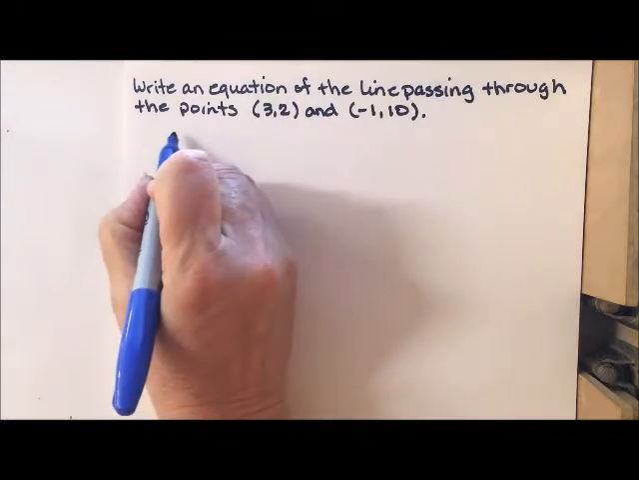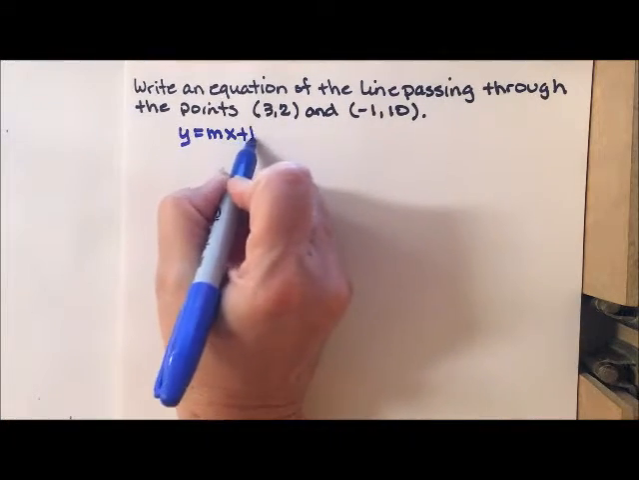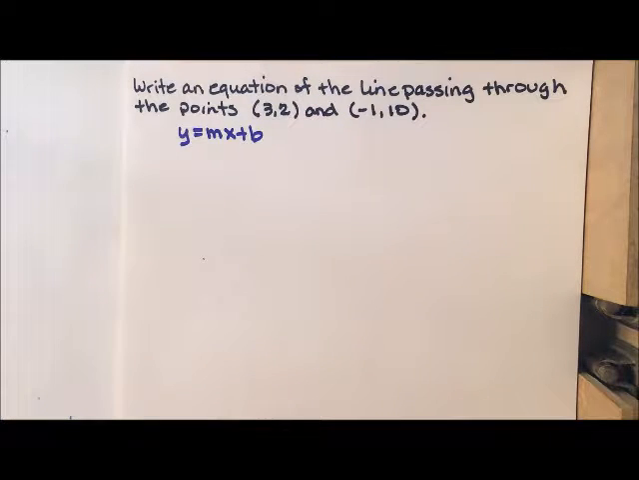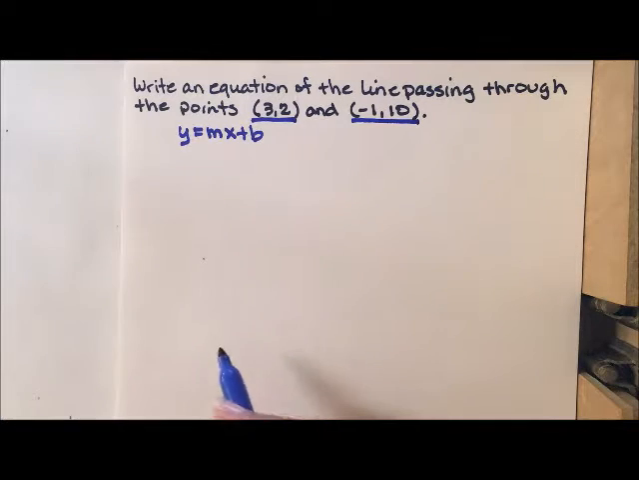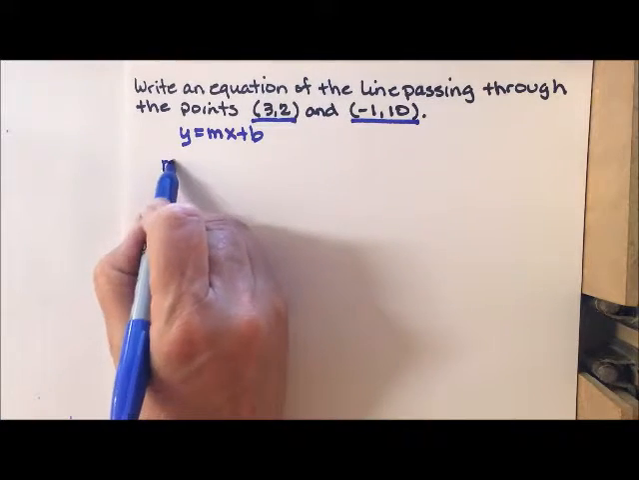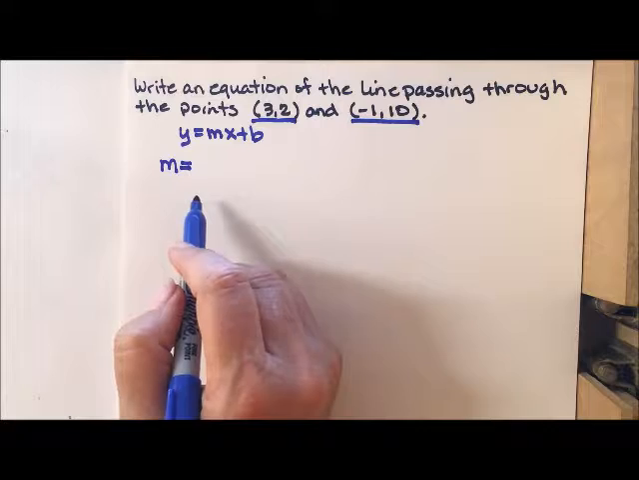We want to write the equation in slope-intercept form, y equals mx plus b. But we don't have the slope and we don't have our y-intercept, our b. So we need to take a look, what information do we have? Well, we have a point and we have another point. We don't have slope, but with 2 points we can calculate slope. So we're going to use the slope formula and find the slope of the line.